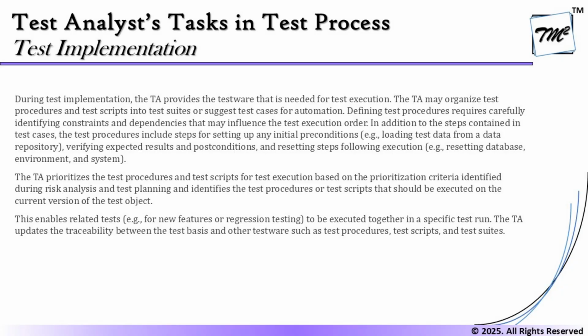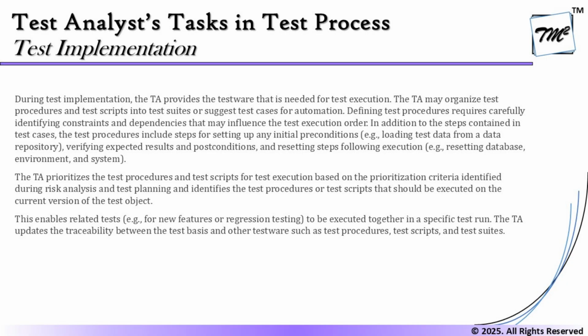So to deep dive, a test analyst in the test implementation would be responsible for making sure that we are all set for the test execution, where there might be a lot of things to be done by the test analyst. For example, the TA may organize the test procedures and test scripts into test suites, or even suggest test cases for the automation. The reason why we don't do automation prior to this in the test design is because in test design, we are still trying to identify the required infrastructure and tools. And that is where we don't have the tools, so we cannot write the automation test scripts as a part of the test design. So as a part of the implementation, we look forward to do the automation.